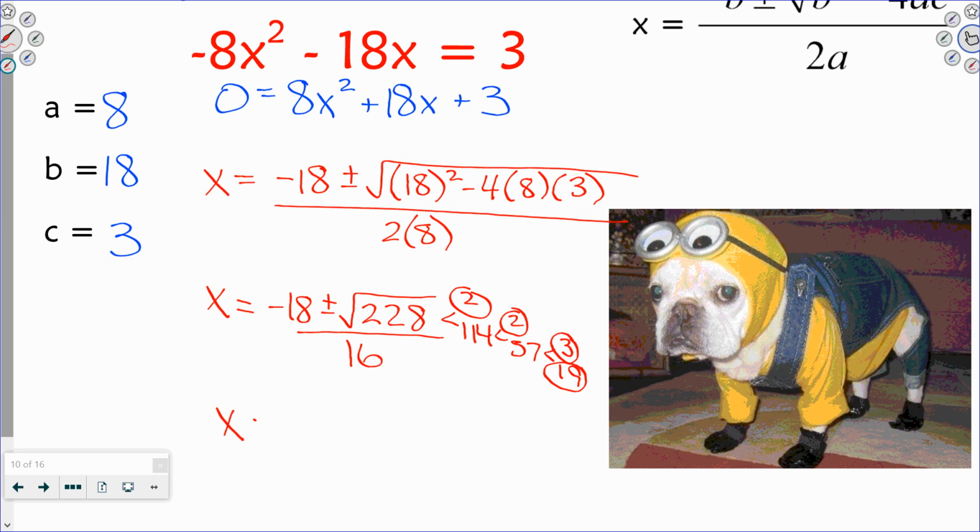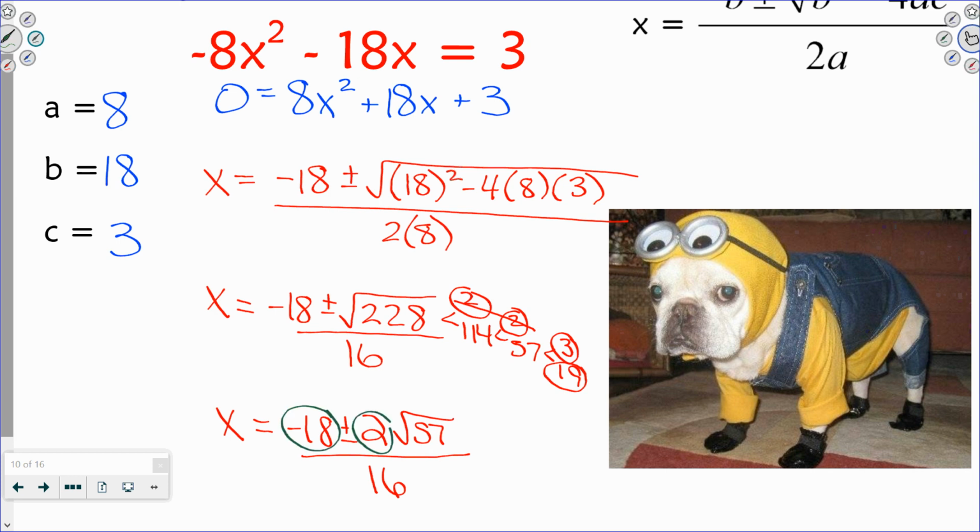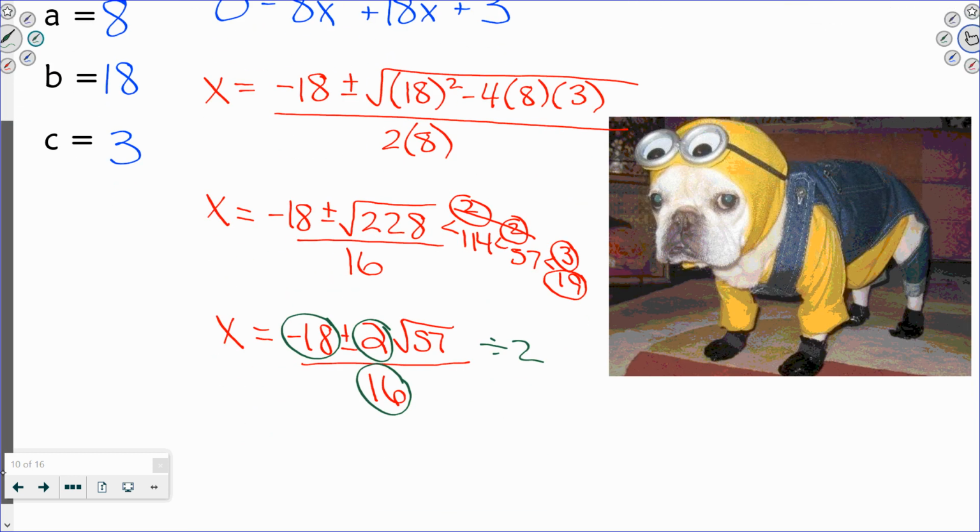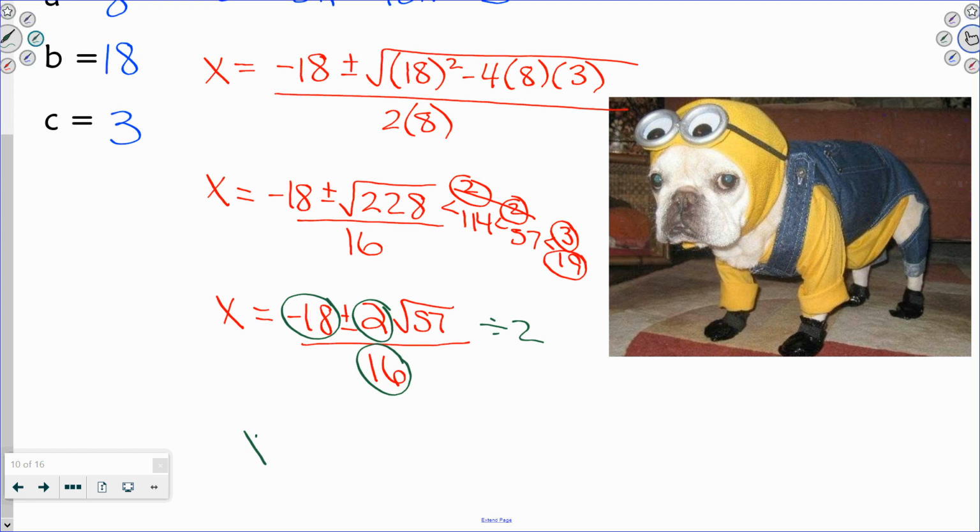All right, so then we get x equals negative 18 plus or minus. I got a pair of 2's that can come out. Left over 3 and 19, so left over 57, all over 16. All 3 numbers. Can I divide all of them by something? Yes, I can divide them all by 2. So dividing them all by 2, we get negative 9 plus or minus radical 57 over 8.